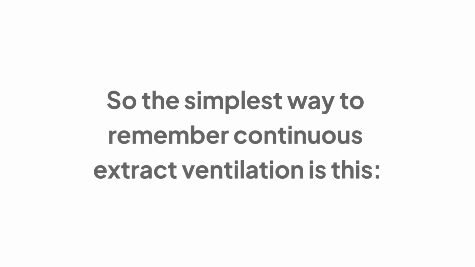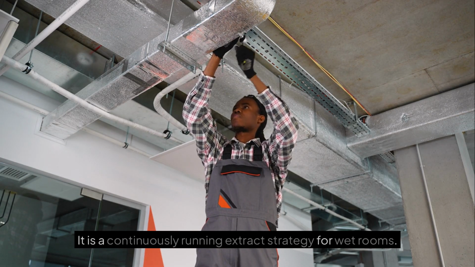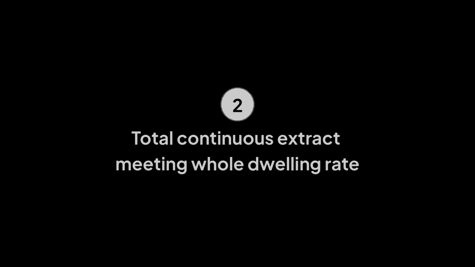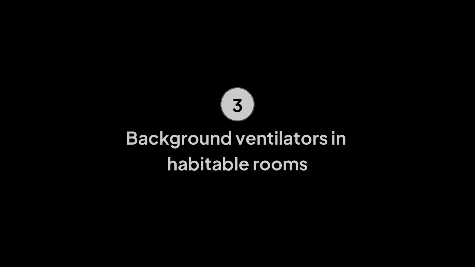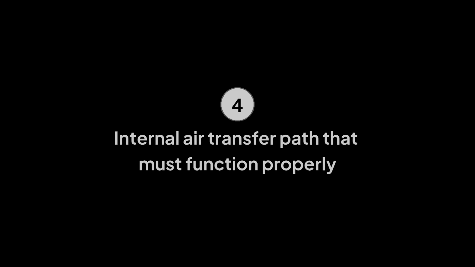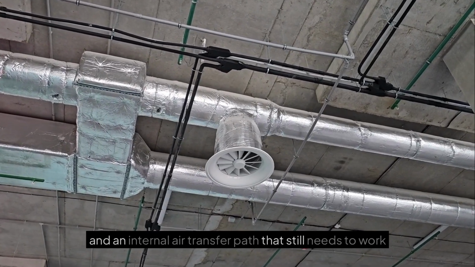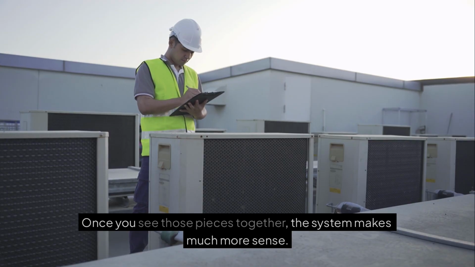So the simplest way to remember continuous extract ventilation is this. It is a continuously running extract strategy for wet rooms. It has local high rate requirements in Table 1.2, a total continuous extract requirement that must meet the whole dwelling rate, background ventilators in habitable rooms, and an internal air transfer path that still needs to work. Once you see those pieces together, the system makes much more sense.